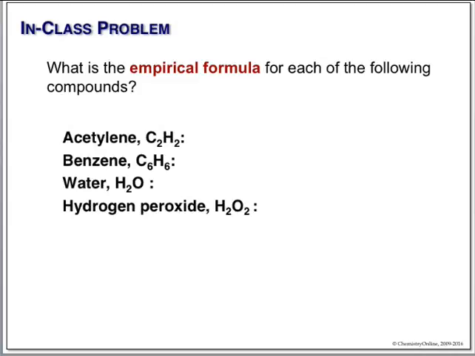All right, look at these compounds and just jot down their empirical formulas. Remember, you want your lowest whole number ratio. Acetylene has two carbons and two hydrogens. The lowest whole number ratio is simply CH. It's what it looks like. It's a carbon-carbon triple bond in the middle.